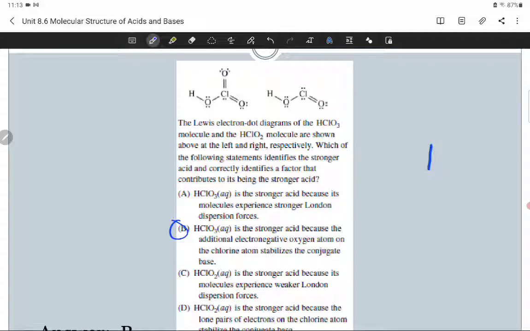We got Lewis dot structures. Looks like we have 3 oxygens with this one, and looks like we have 2 oxygens with this one. Before we even get into the question, that one's going to be the strongest acid because it has the most electronegative atoms attached to it. So this side of the molecule is going to be very, very negative, and that side of the molecule is going to be very, very positive. When I say negative and positive, I mean partial negative, partial positive.